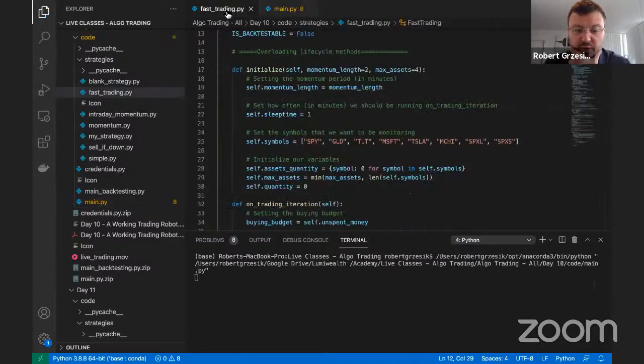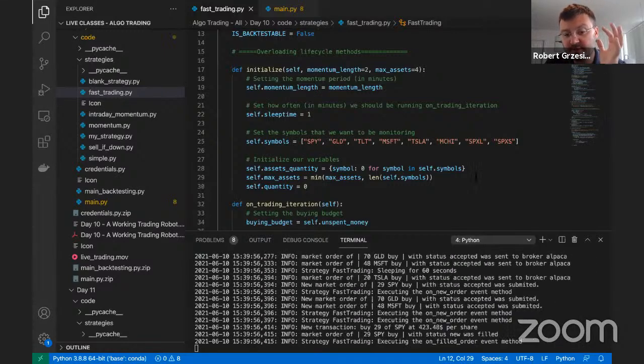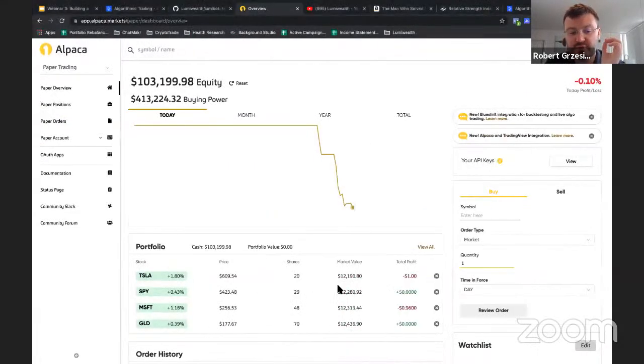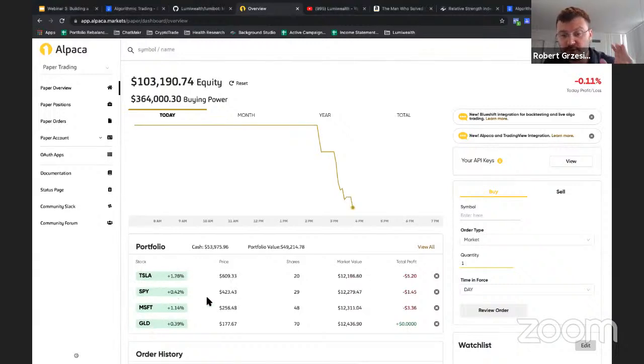So it'll buy out of those top symbols, there's 6 of them. It'll pick the top 4, and you see that at the bottom automatically there, right? Tesla, SPY, Microsoft, and gold, right? And basically what it will do is every 1 minute it will keep looking at which one's doing the best, right? It only latches on to the ones that are doing the best over this time period, right? And it'll hold on to those for the next 1 minute, and they'll swap them out every minute, right?